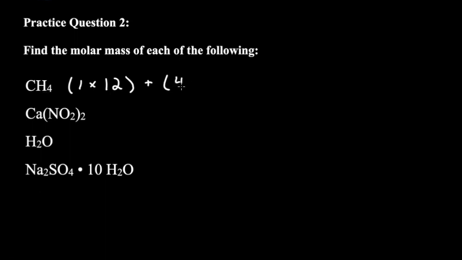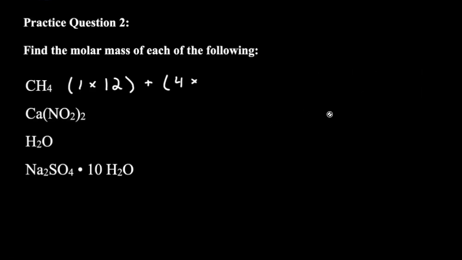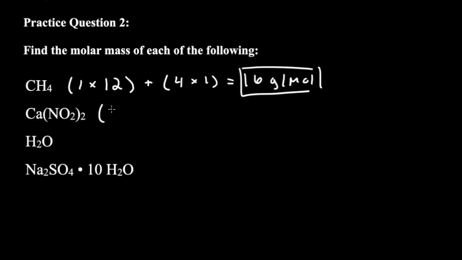So you want to do 4 times the mass of just 1 hydrogen. And so what we'll do is we'll look at hydrogen, and we'll see that it's going to be right here, and we'll see this number there is 1. So what you want to do is you want to do this 4 over here times 1, and that's going to be 16. And that 16 grams per mole is going to be the molar mass of CH4. For this one, you want to say that you have 1 Ca, so we'll put a 1 down, and then we'll times the Ca.